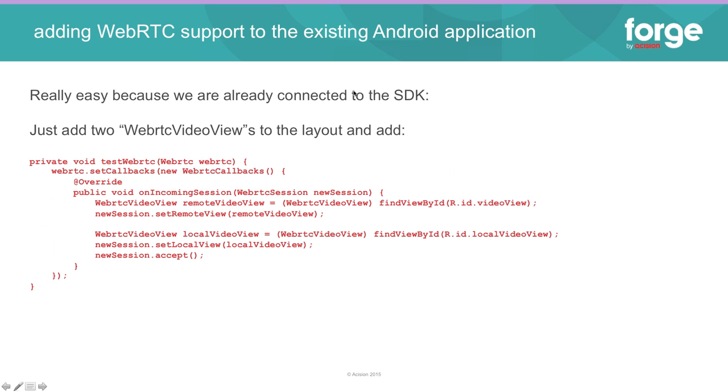Okay, so the next thing I'm going to do is take the original Android application and add video to it. Now this is incredibly easy because we're already connected to the Forge network. And I'm only going to add receiving video at the moment, just to keep it simple. So this is pretty much the only piece of code I need, which you call when you connect to the SDK, and it sets up a callback for when you receive a video call, which is an on-incoming session, and it connects that to a WebRTC video view, which I'm going to put on the application screen. And again, it's going to accept the call straight away, so it's not going to go through any ringing period, which you would probably do in a proper production app.